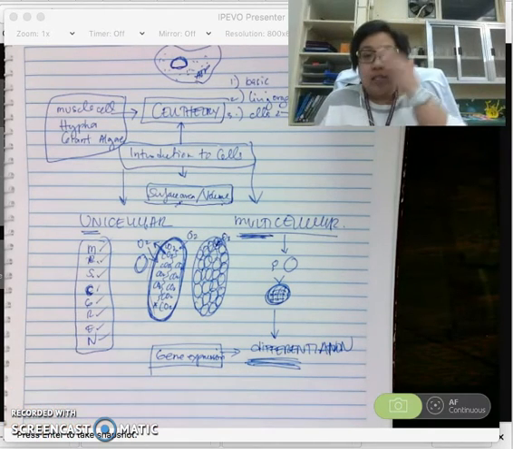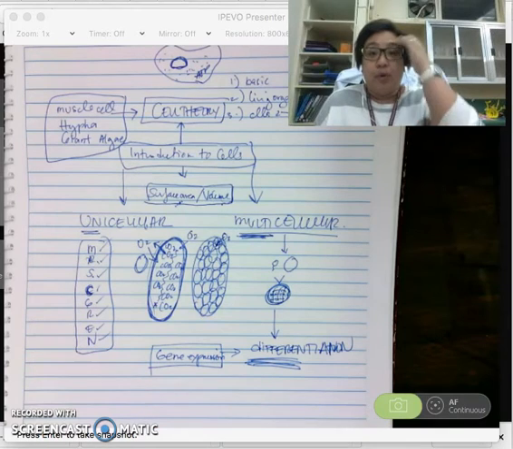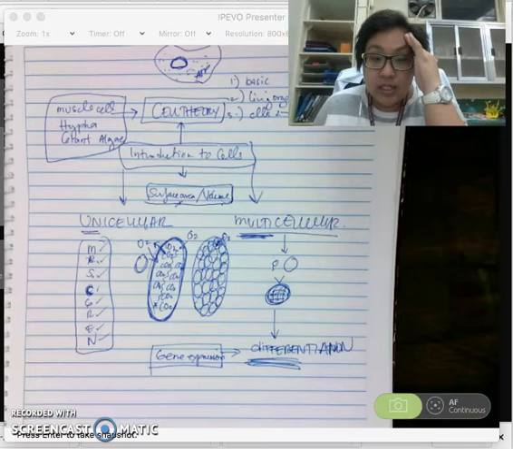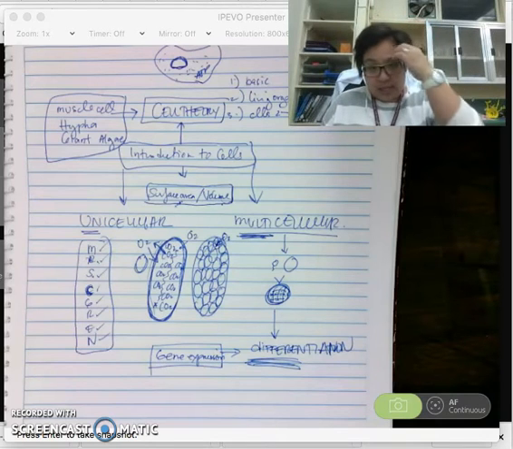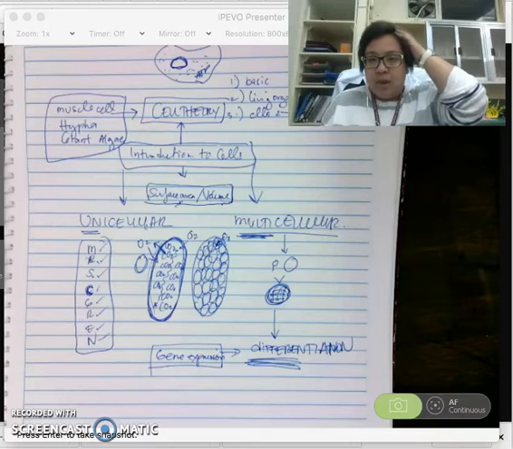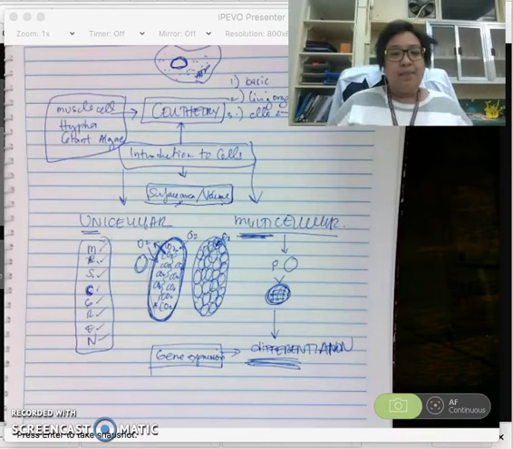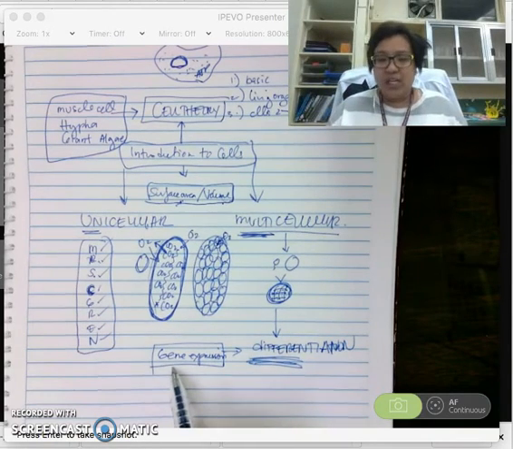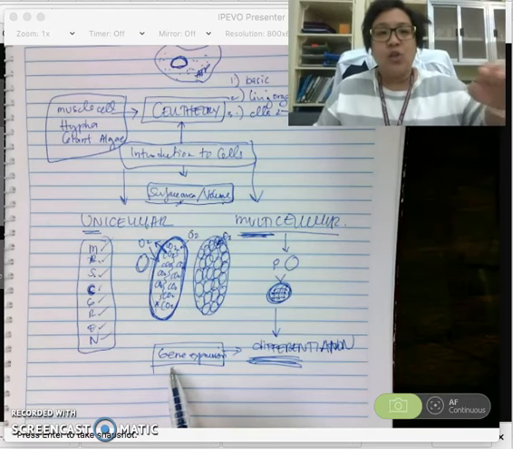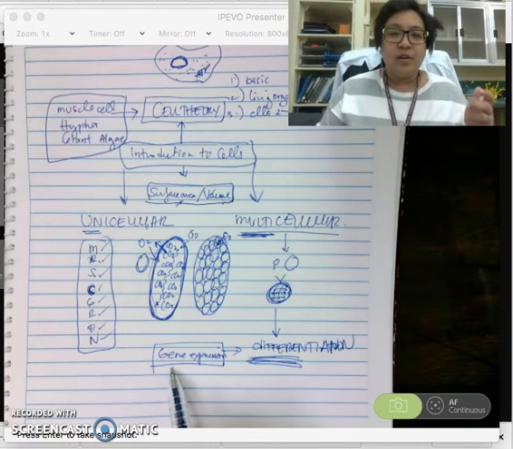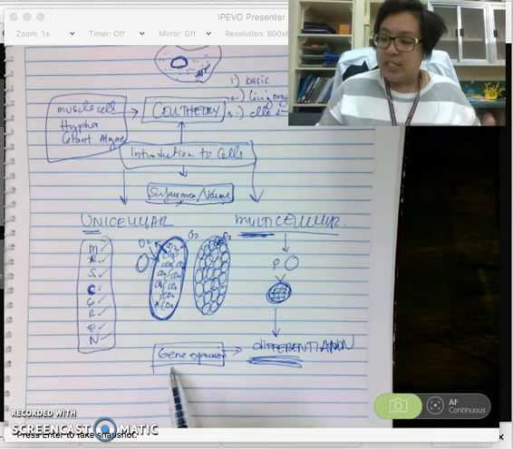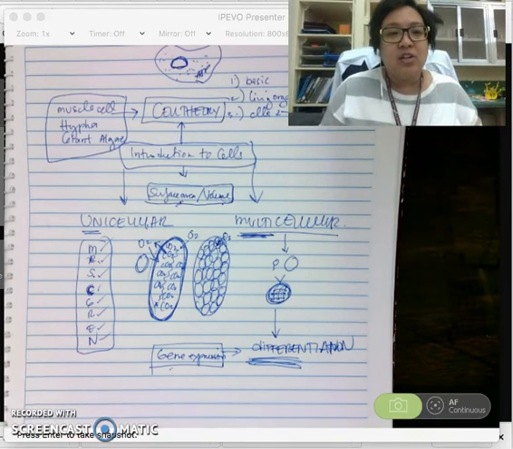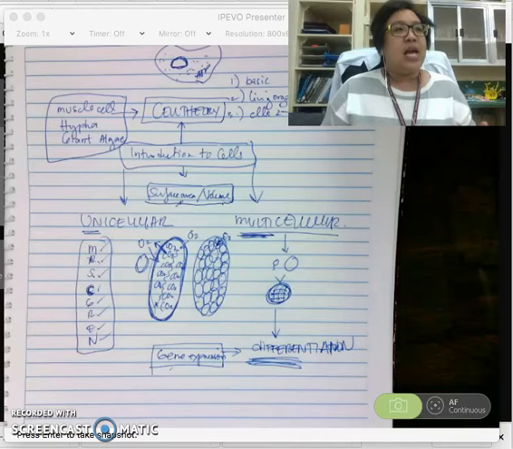So let's say the cells of your brain are going to produce different kinds of proteins than the cells of your scalp here, which is going to make more of this melanin pigment. So all of the different cells of your body will have the same genes. However, not all of your cells will express the same kinds of genes. Therefore, cells can differentiate.